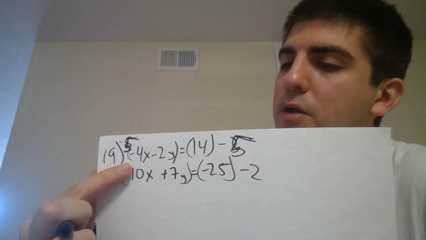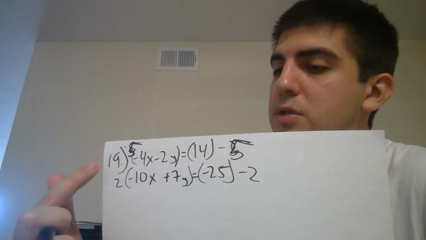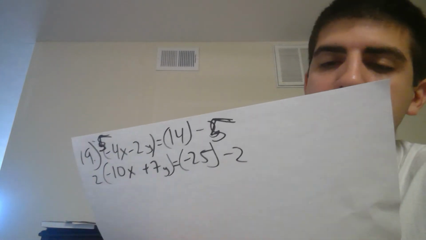So how do I make -4 into +20? Well, I would multiply by -5. So I'm going to multiply -5 to the whole top equation, versus the bottom equation, I'm going to multiply everything by +2. This should be +2 over here. All right, so -5 times -4x is 20x. -5 times -2y is 10y. 14 times -5 is -70.